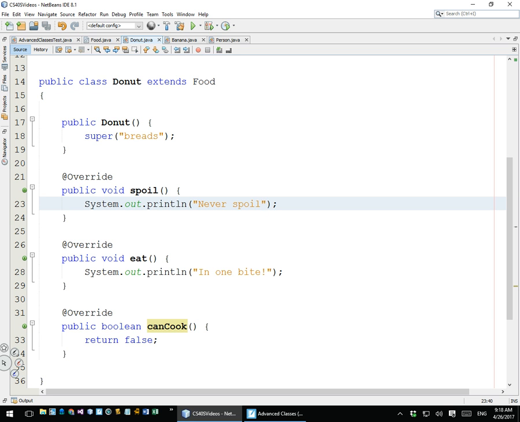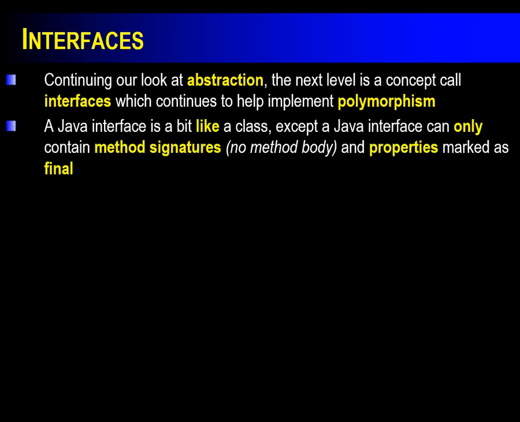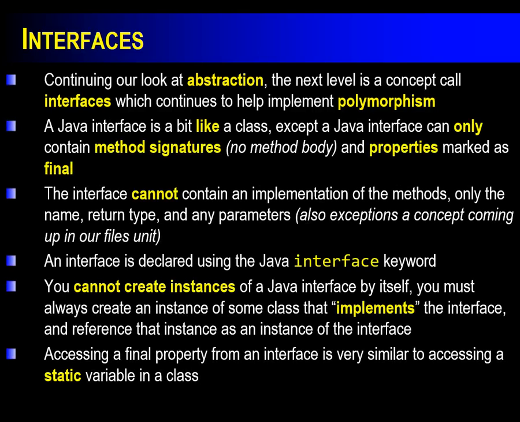Let's take that idea of abstraction to the next level by introducing something called an interface. So an interface is the next level, which continues to look both at polymorphism and the concept of abstraction. So an interface is like a class. It's not technically a class, but it can only contain method signatures. So in other words, like abstract methods, the methods have no body to them. It can also contain properties, final properties.